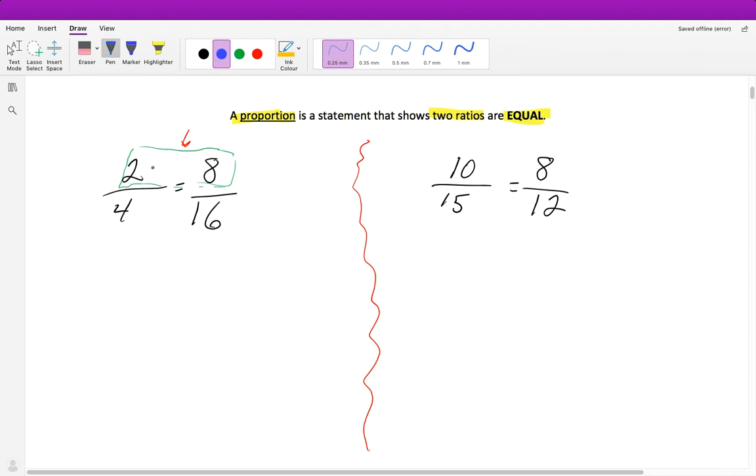And I know that that's going to be 2 times 4. So since these are equal, the bottom, the denominator, will also hold true, meaning that if I multiply this denominator by 4 as well, then it must give me this other number, which it does. 4 times 4 gives me 16.